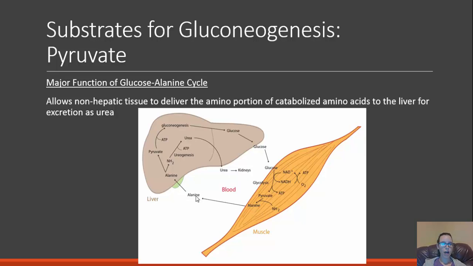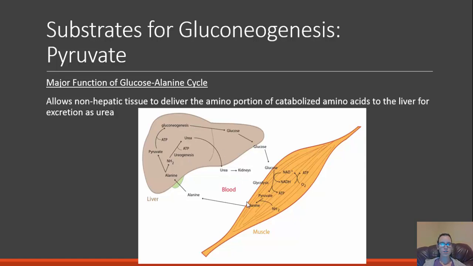Alanine then goes into the blood and back into the liver, where we have deamination. So here we combined the amino group with the pyruvate to produce alanine, but then once we get to the liver, we're going to have deamination, where this amino group is taken off. The amino group then undergoes conversion to urea to be excreted by the kidneys, okay?